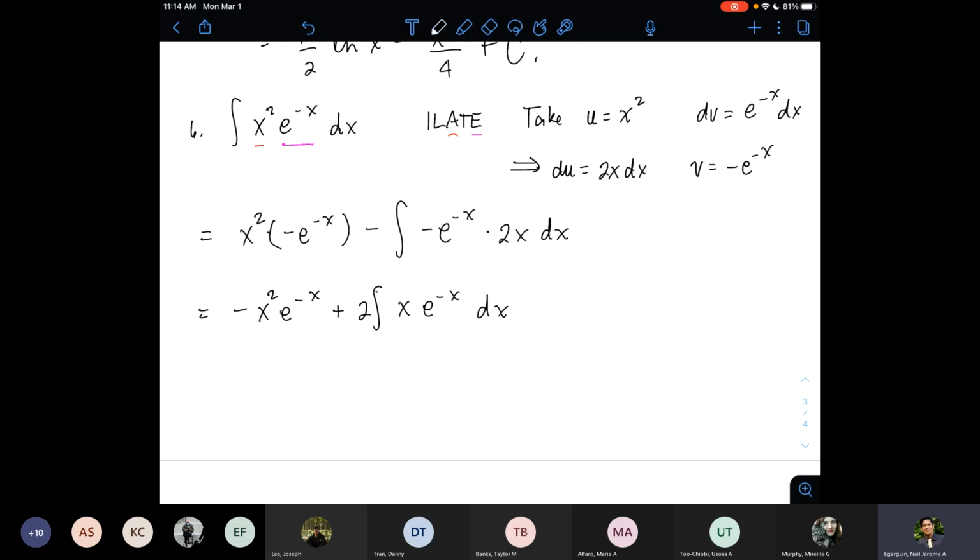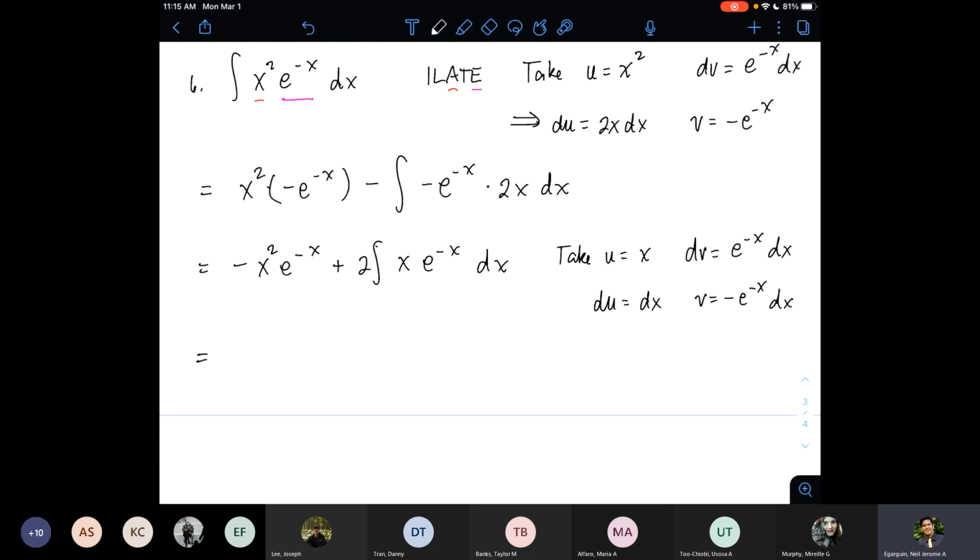So what are the functions involved here? I have an algebraic function x. I have an exponential function e to the minus x. Using ISOLATE, I will take u to be the algebraic function again, which will be x. And then I'll use dv again, e to the minus x dx. Then I'll compute for du. du will be dx, and v would be negative e to the minus x as before, right?